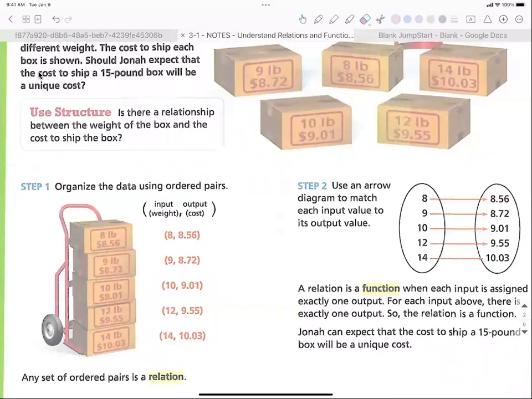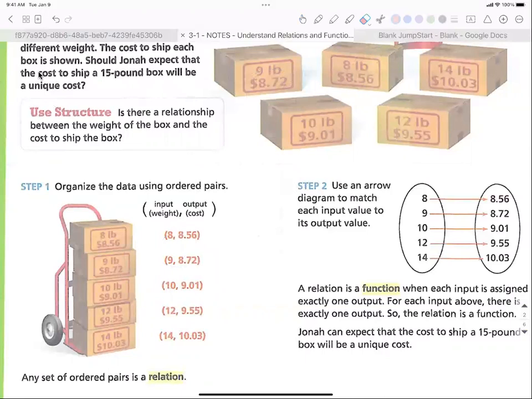And one of the things it asks is, should Jonah expect that the cost to ship a 15-pound box will be a unique cost? Well, every one of these being unique, does it make sense that a 15-pound box would even be another unique number? So that makes sense to us.